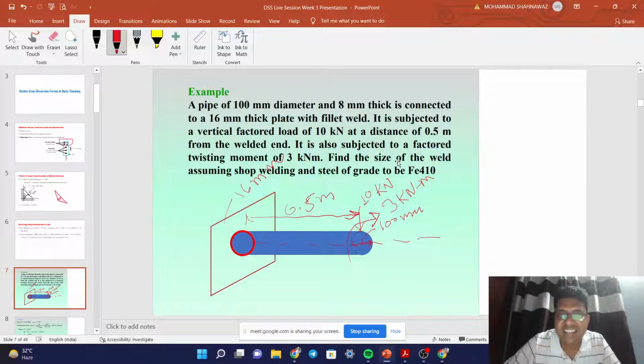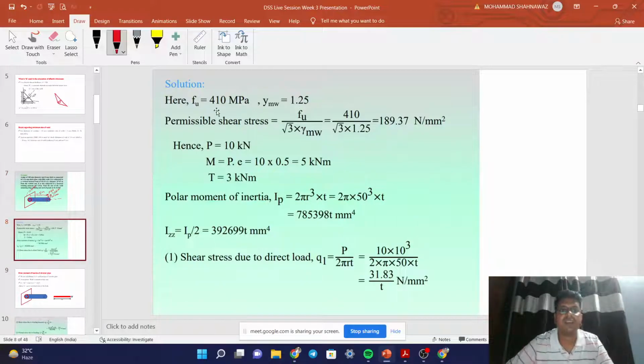Now find the size of the weld assuming shop welding and steel of grade Fe 410. So there is a twisting and there is a direct load acting on this, and due to this direct load bending will occur in this pipe. So let us proceed further. Here Fu is 410 megapascal and gamma mw is 1.25. So permissible shear stress is equal to Fu upon root 3 gamma mw, which is reported as 189.37.